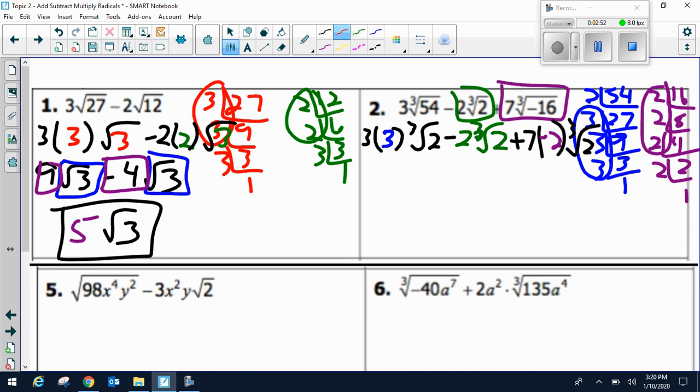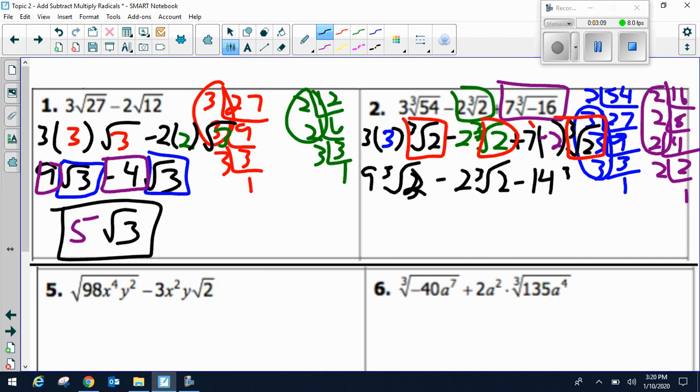So you see how they all have the same exact index, same everything. That means we can add them all together. So you get 9 cube root 2 minus 2 cube root 2 minus 14 cube root 2. So 9 minus 2 is 7, minus 14 gives you negative 7 cube root of 2.